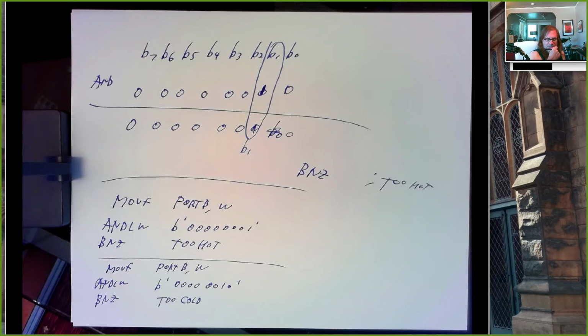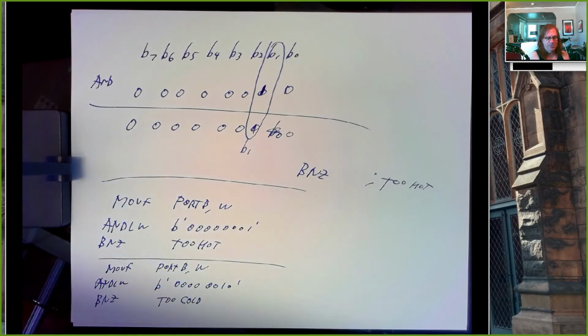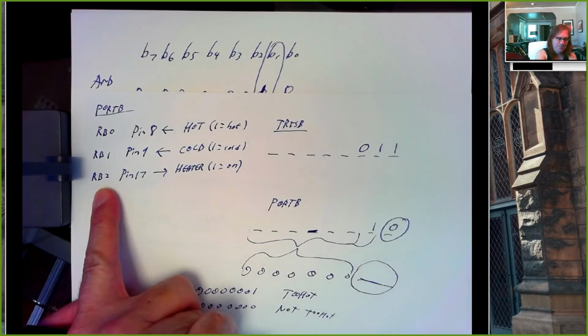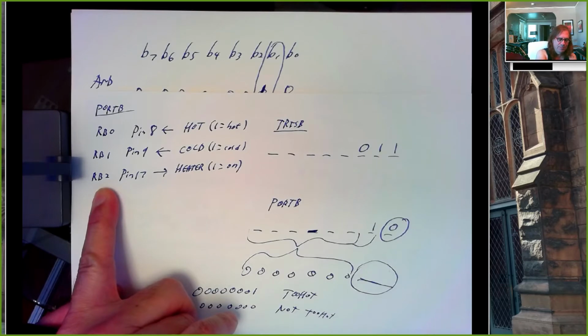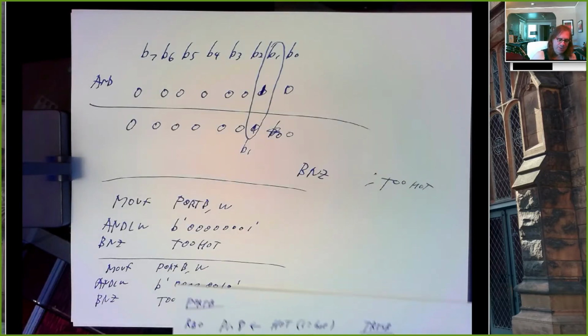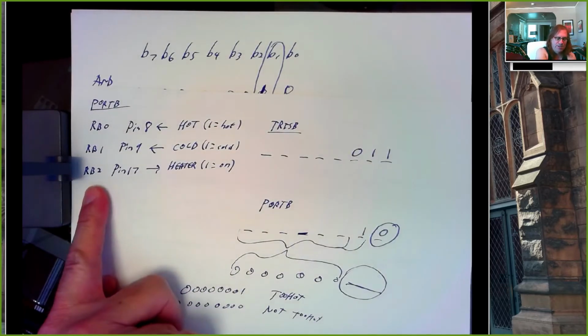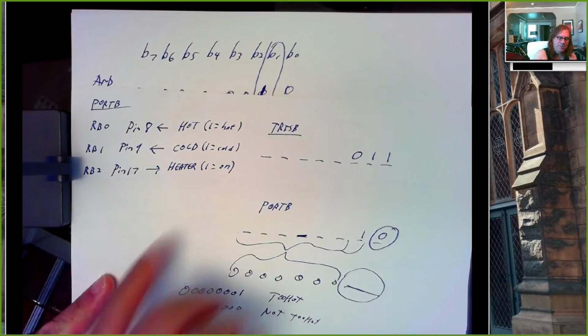All right, questions about this? So, too hot, too cold, and this case would just be other modules in your code? Yeah, I'd have a label somewhere that says too hot, colon, and in there I'll write some code to put a 0 into bit 2 of port B. And the section that says too cold, I'll write some code that puts a 1 into bit 2 of port B to turn the heater on.